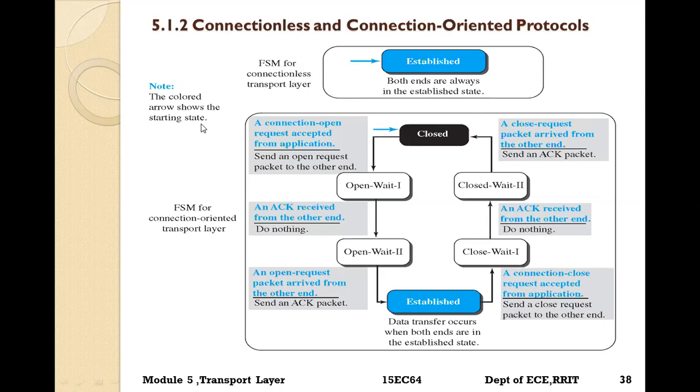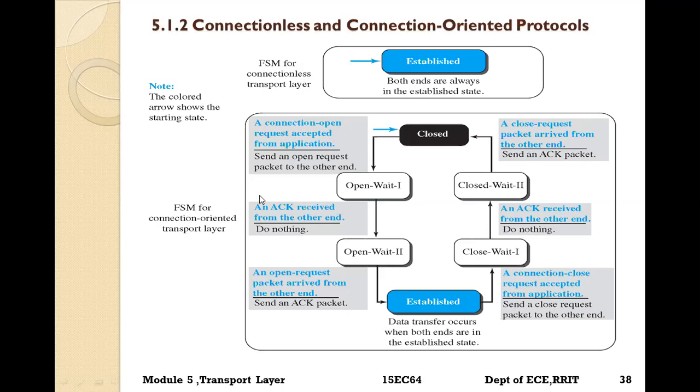But in connection oriented, before transmitting, we need to have a connection establishment. In order to establish a connection, we need to have a connection request from the application layer. Once the connection request has been sent, the connection establishment will take place. Once the establishment has taken place, the data transfer can occur between the client and server, that is source and destination. Once this has happened, then we can tear down the connection by having a request. The same thing has been represented in this diagram.